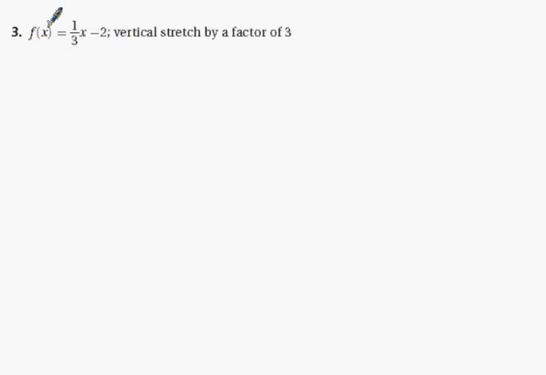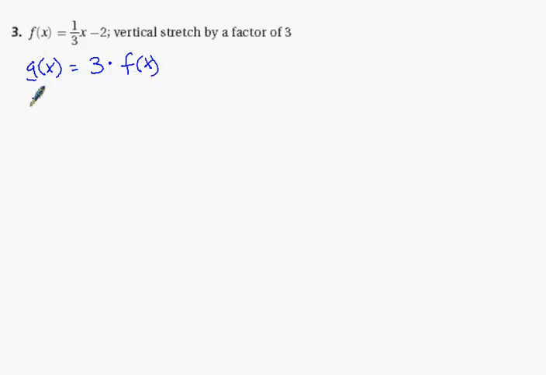Okay, our original function is f of x equals 1/3 x minus 2. And what they're asking us to do is create a new line, a new function, which has a vertical stretch by a factor of 3 of the original one. So our new function we're going to call g of x. And because it's a vertical stretch, we are going to multiply the entire function, the old function, by 3.